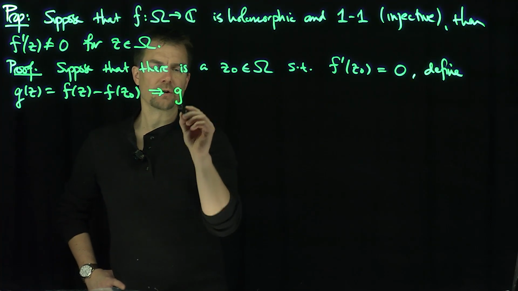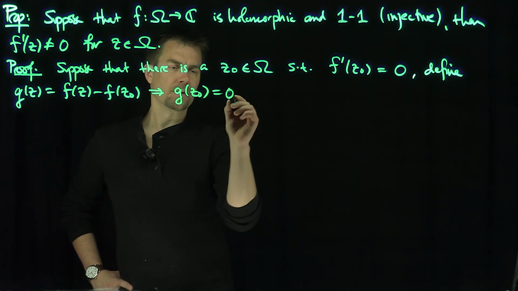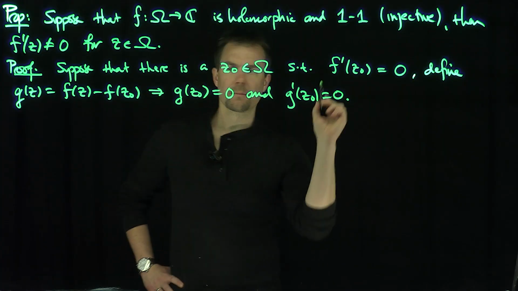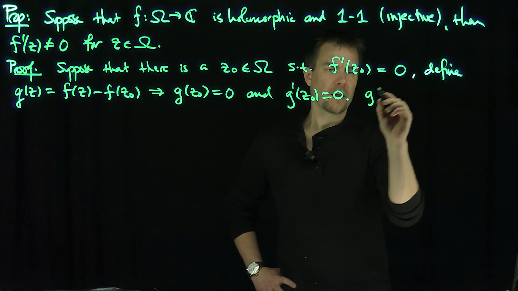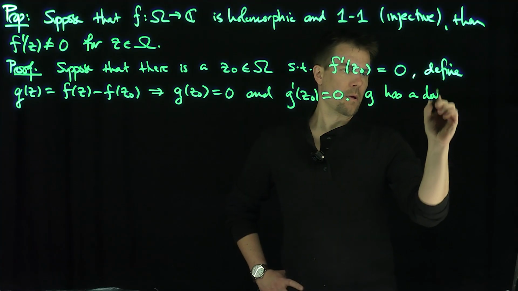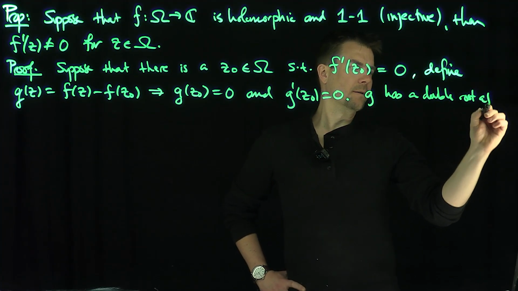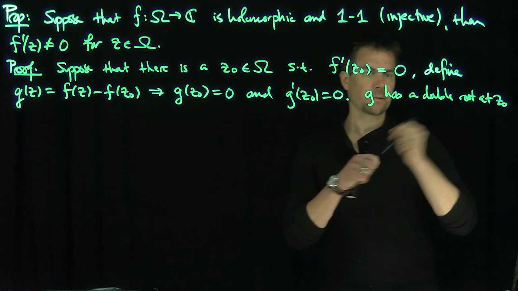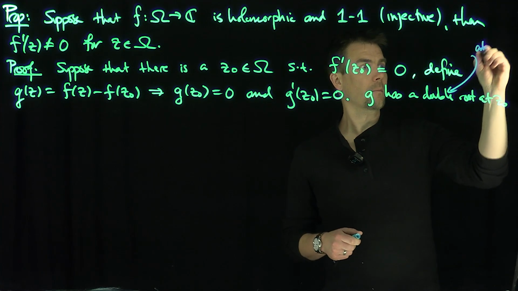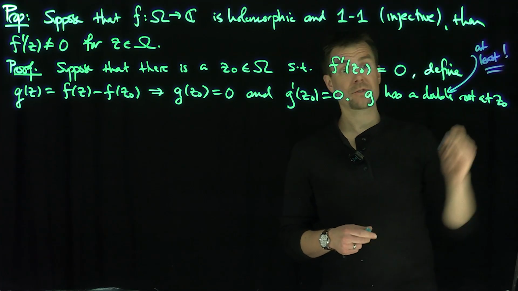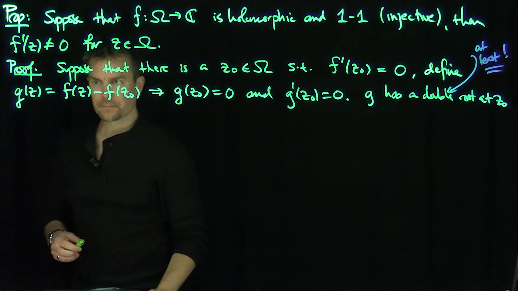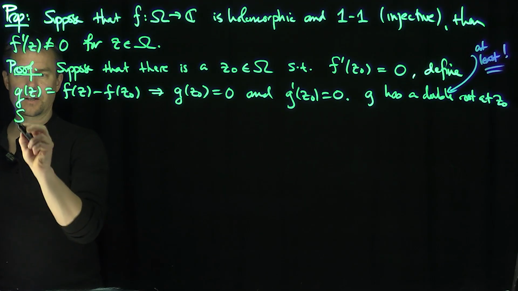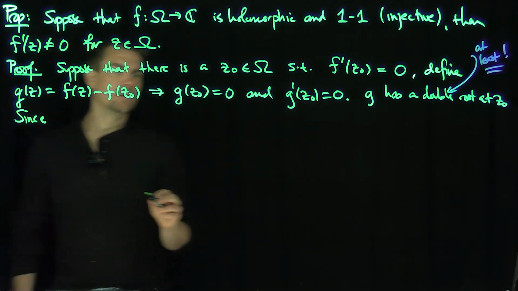And this implies that there's a double root. So g has a double root at z0. At least a double root, right? So not just a double root, but it could be deeper, right? Could be a triple root, but at least 2, right? Good.